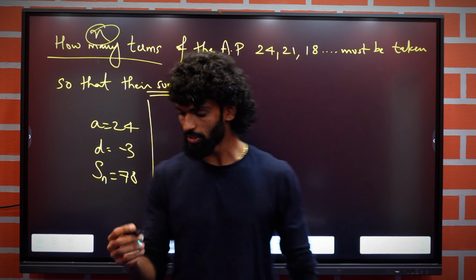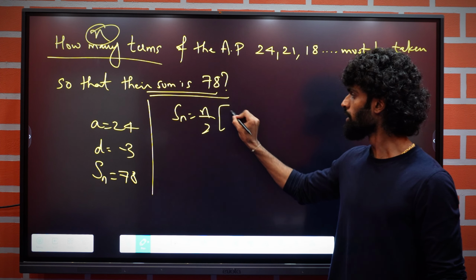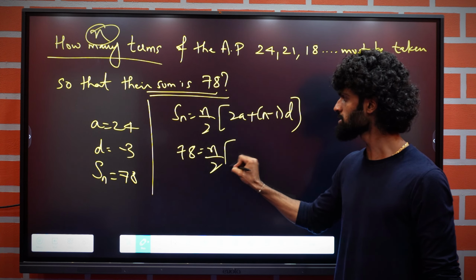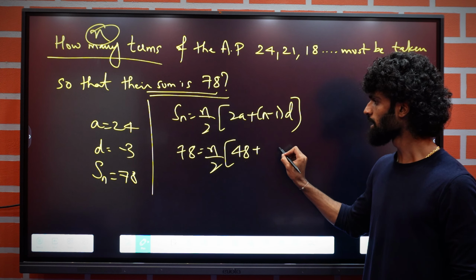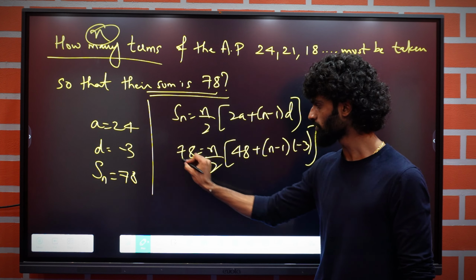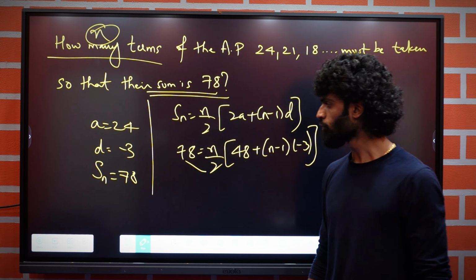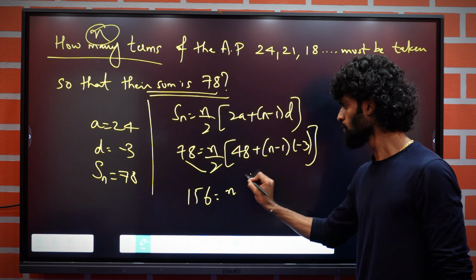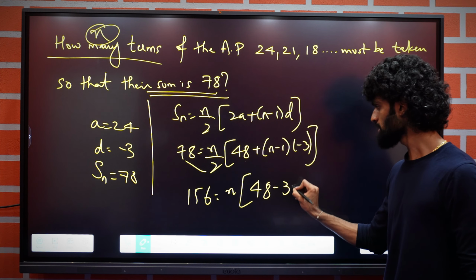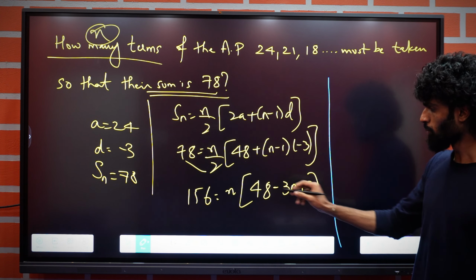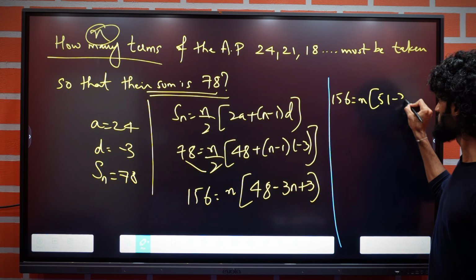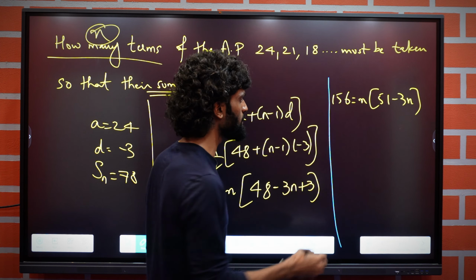I'm supposed to use formula number 1, which goes like Sn equals n by 2 into 2a plus n minus 1 into d. Sn's value is 78 equals n by 2 as it is. 2 times 24 is 48 plus n minus 1, D's value is minus 3. Careful here, plus into minus becomes a minus. You have to solve this. 78 times 2 is 156. 156 equals n into, I'll solve inside the brackets first. 48 plus, oh my bad, plus into minus gives you minus 3n plus 3. I'm almost there for the equation. 156 will be equal to n into 51 minus 3n. If I simplify this, I'll be getting a quadratic equation, and the equation goes like this.